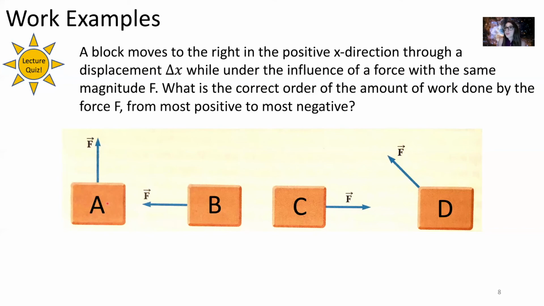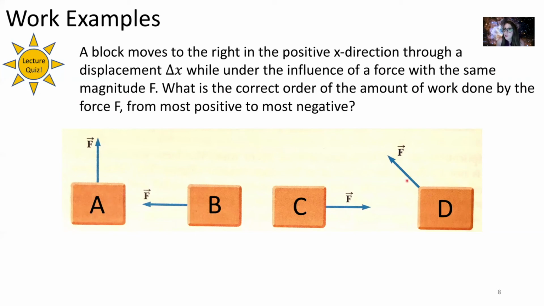Now that we've gone through some simple examples for work, I'm going to have you think about this conceptual problem for your engagement check. We have a block moving to the right in the positive x direction through a displacement delta x while under the influence of a force with the same magnitude F. What is the correct order of the amount of work done by the force F from most positive to least positive? We have 4 blocks labeled A, B, C, and D.